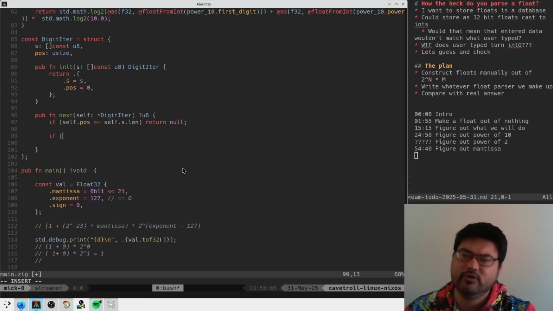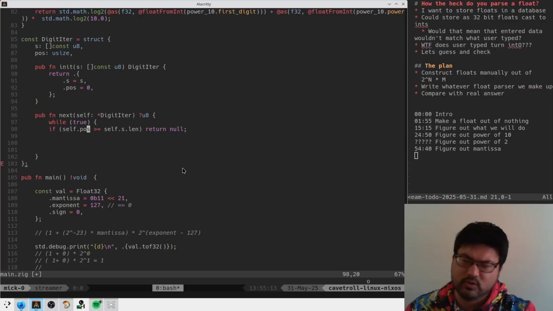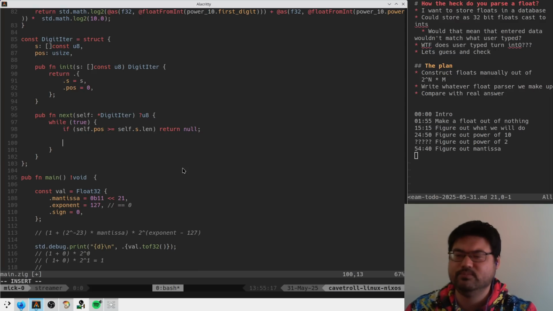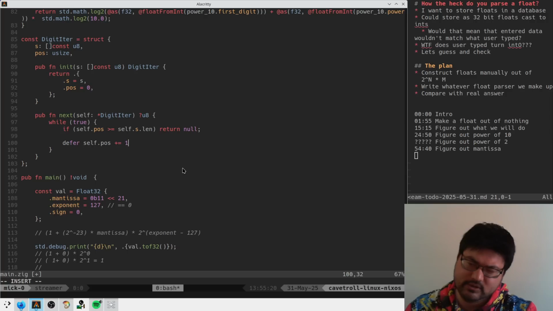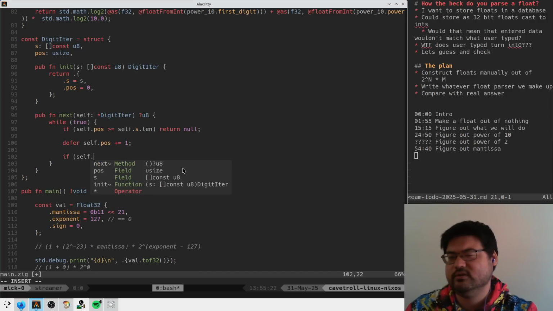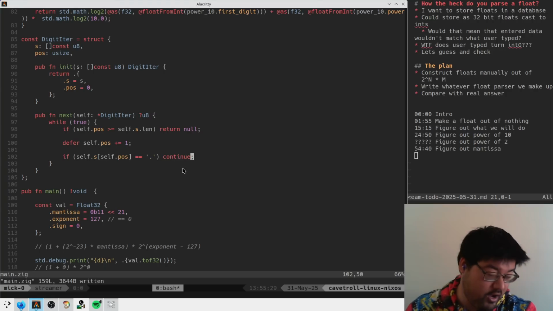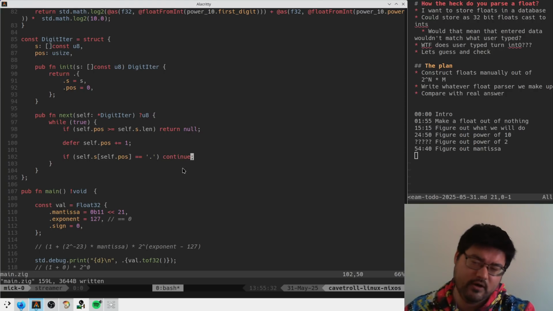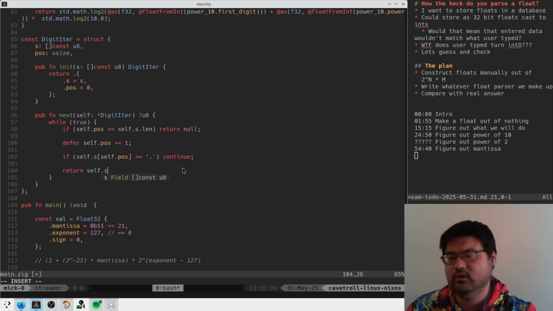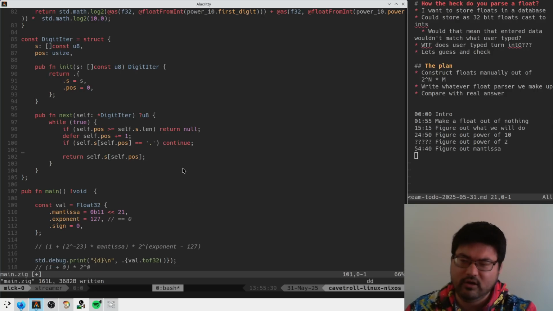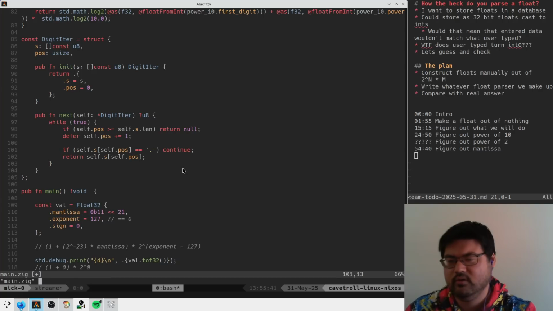Then this is probably a while true in here because we're going to skip periods, right? So we probably do a defer here, self position plus equals 1. If S at position is equal to a dot, we continue because we don't care. Otherwise we return S at self position. Oh, that's easy. Wow, look at that. Look at us. Sure.